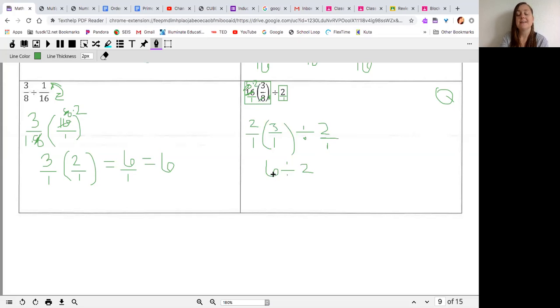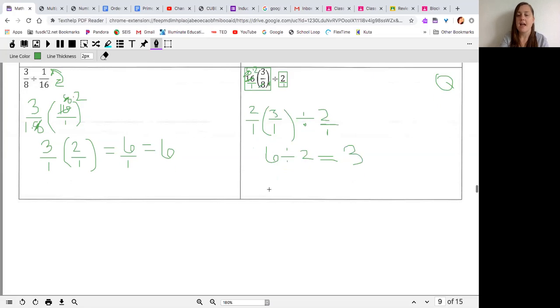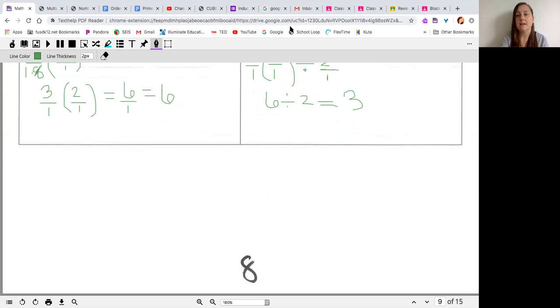So I'm left with 6 divided by 2. And if 2 times 3 is 6, then 6 divided by 2 is 3. Which is my final answer. And we have come to the end of page 8.